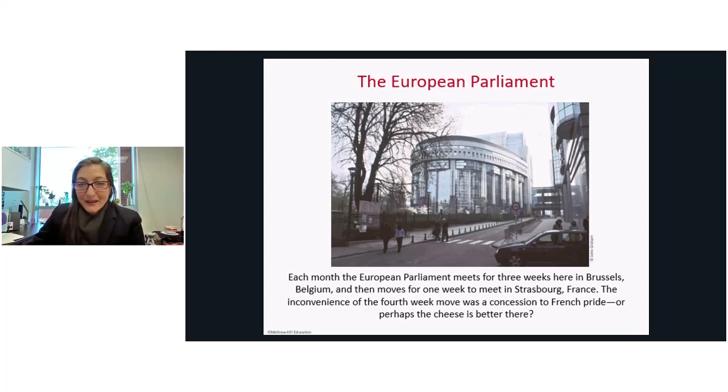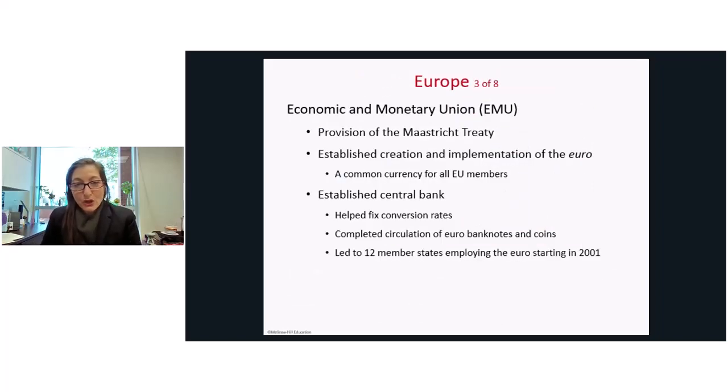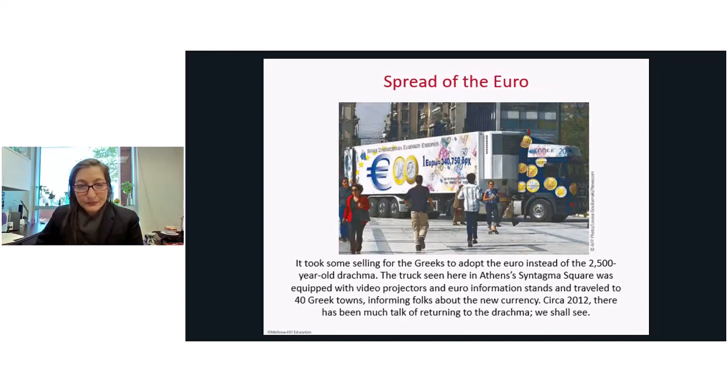Okay, now let's talk about the European and Monetary Union. This is a provision of the Maastricht Treaty. It established creation and implementation of the euro, which is the common currency for all EU nation members. It established the central bank, helped fix conversion rates, completed circulation of euro banknotes and coins, and led to 12 member states employing the euro starting in 2001.